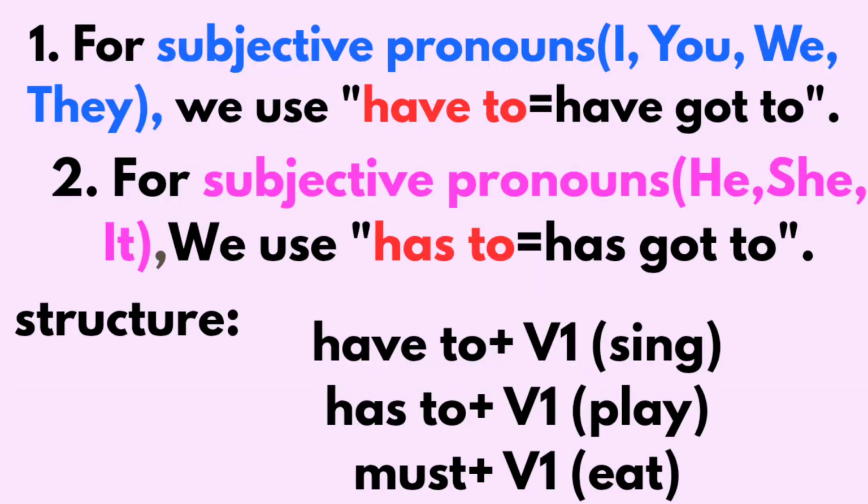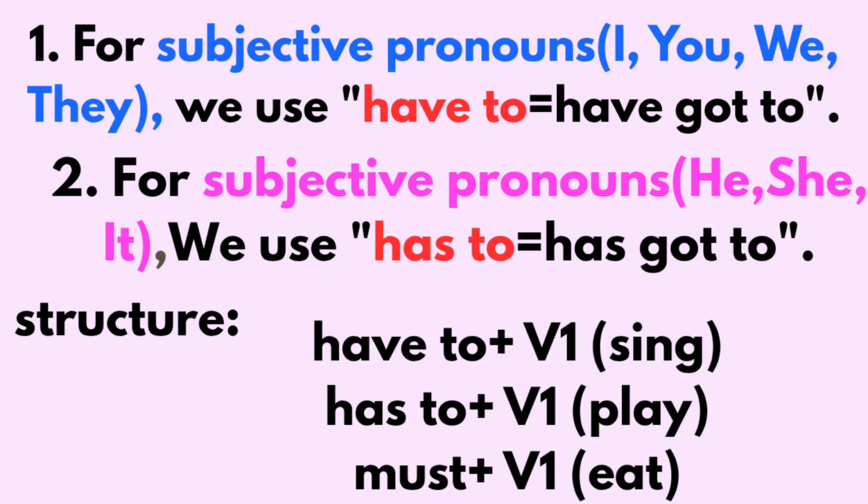We have subject pronouns, right? For subject pronouns like I, you, we, they, we use have to, equal to have got to. For subject pronouns he, she, it, we use has to, equal to has got to. Look at the structure. We always need to follow the structure. Have to, has to, must.